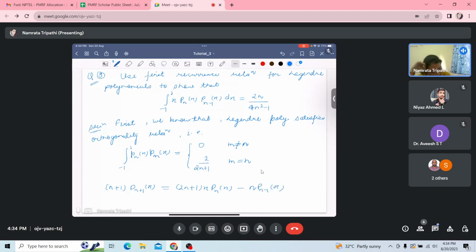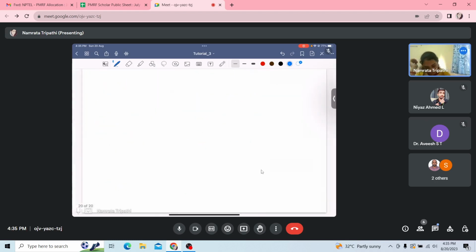So we have to show this integral. Can we multiply this recurrence relation by Pn minus 1 so that we can get this term? After multiplying by Pn minus 1, we can get this term. So let's do it.